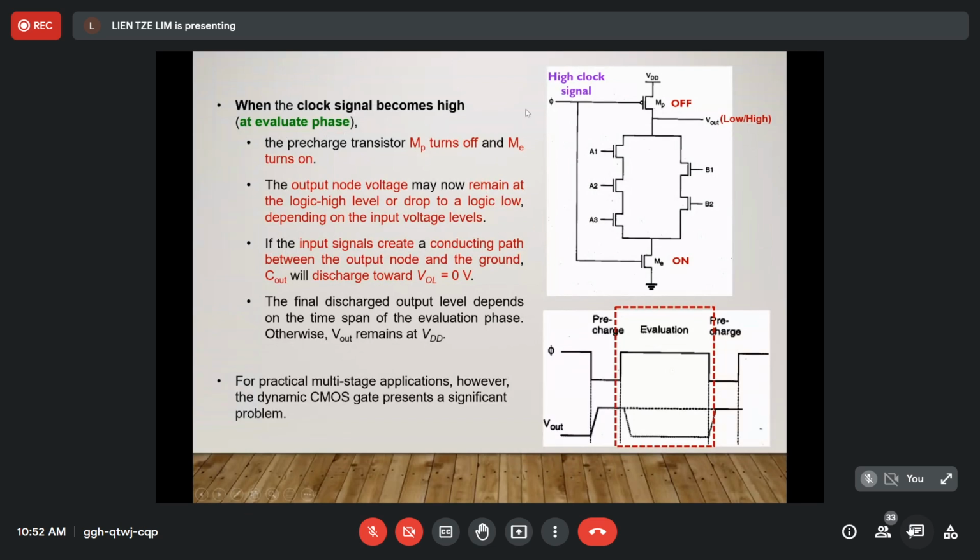So in this case, you see that the PMOS here is turned off, and NMOS is turned on. When NMOS turns on, it means that the V out will reduce. It will reduce or maintain high.